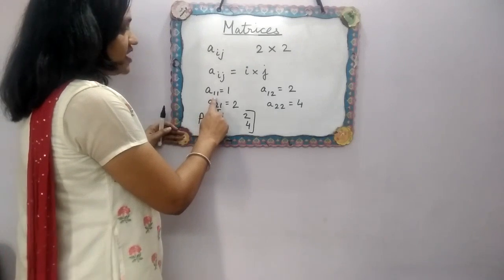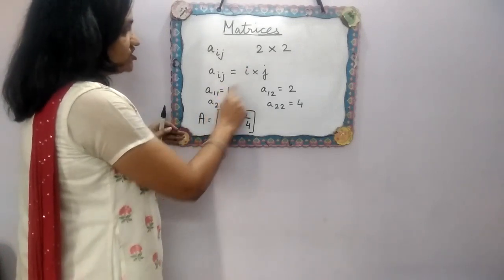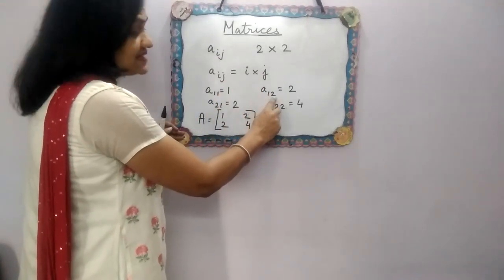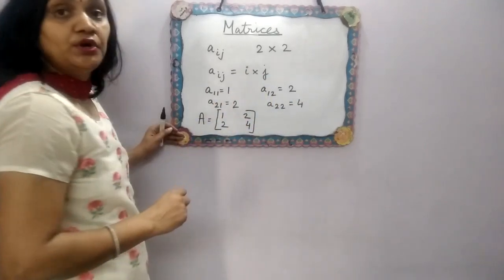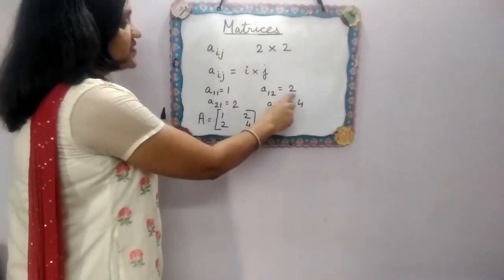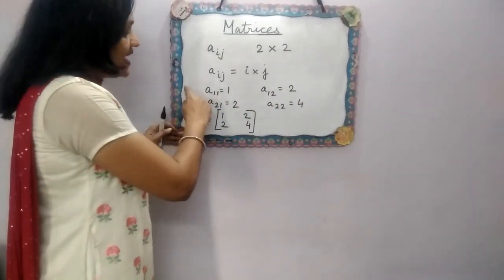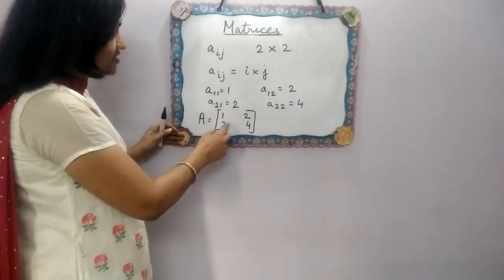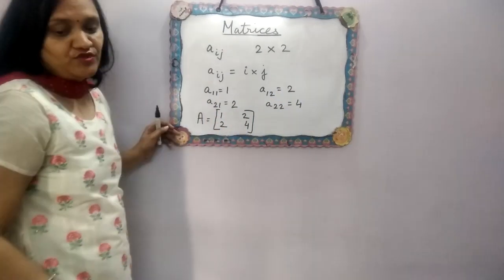So a11 we'll get by putting i as 1 and j as 1. 1 into 1, 1. a12 we will get by putting i equal to 1 and j equal to 2. So 1 into 2 gives us 2 and so on. I suggest you write the elements separately, row wise, the way I have written. It will be easier for you to write the answer matrix.